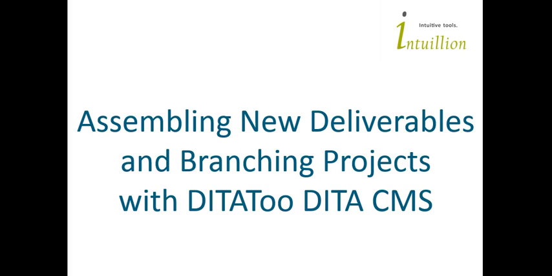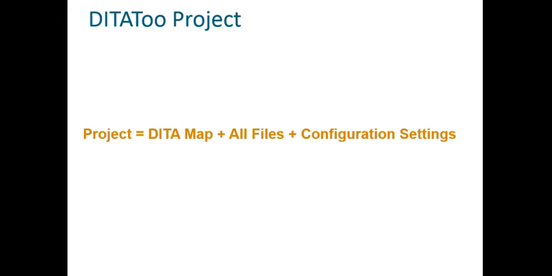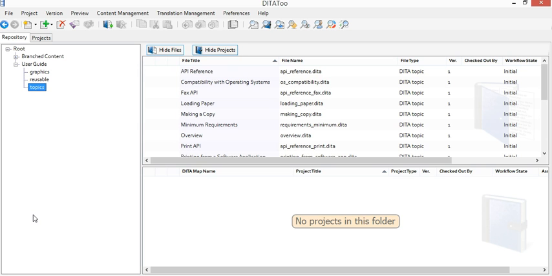In the next few minutes, I'm going to show you how DITAToo can help you create new deliverables from the existing content without using a data editor and how you can branch entire projects. In a nutshell, a project is a data map, all topics that the map references, all other files such as graphics to which the topics refer, and configuration settings associated with this particular content.